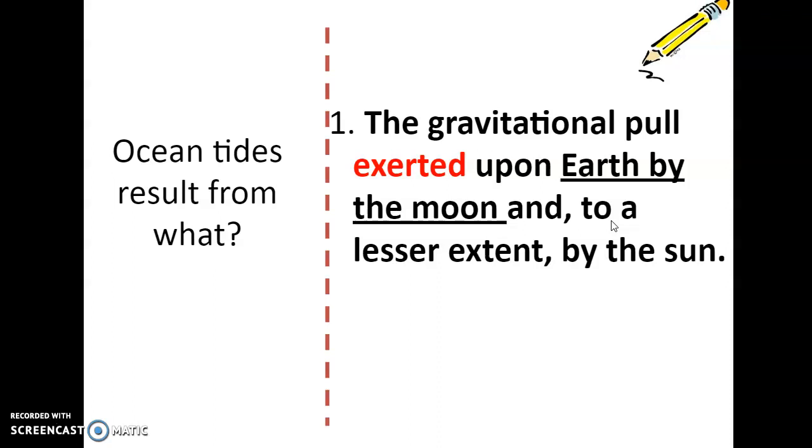So what do ocean tides result from? The first is the gravitational pull exerted upon Earth by the moon and to a lesser extent by the sun. So the sun does have some effect on this, but it's mainly by the moon.